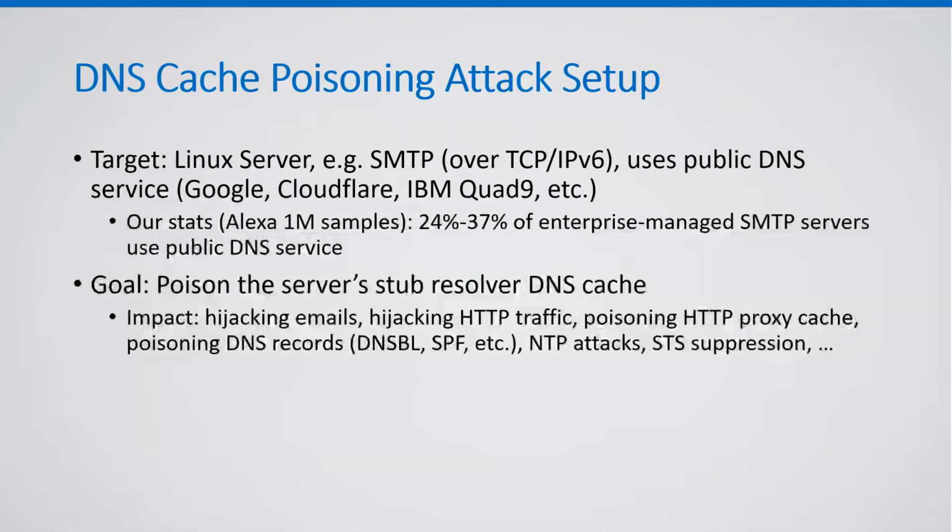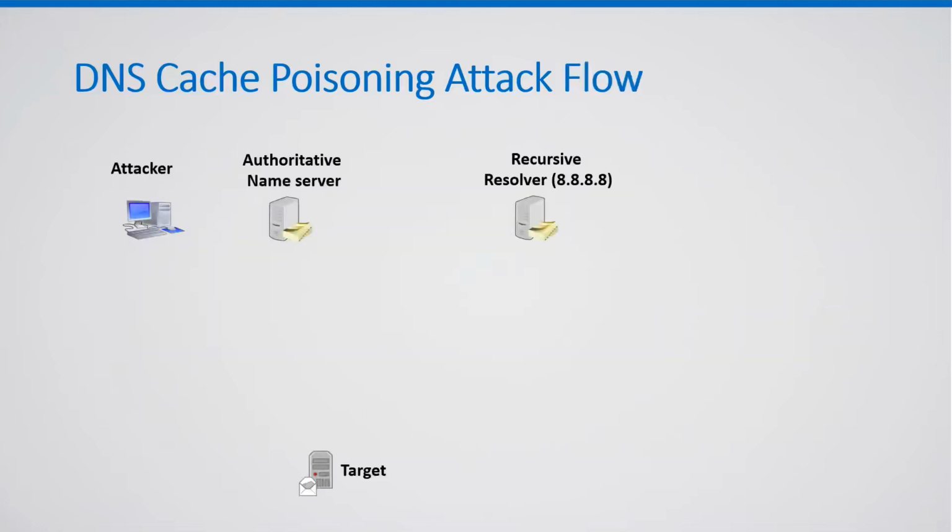The attack's goal is to poison the server's stub resolver DNS cache. The impact is extensive. Hijacking emails, this is an SMTP server after all, hijacking HTTP traffic if such traffic is emitted by the machine, poisoning HTTP proxy cache if the target machine doubles as an HTTP proxy cache, and poisoning DNS records which are used for anti-spam and anti-malware services like DNS blacklisting, sender policy framework, and so forth. NTP relies on DNS, so the target's clock can be manipulated, and ironically, strict transport security, or STS, bootstraps using DNS, so it can be suppressed.